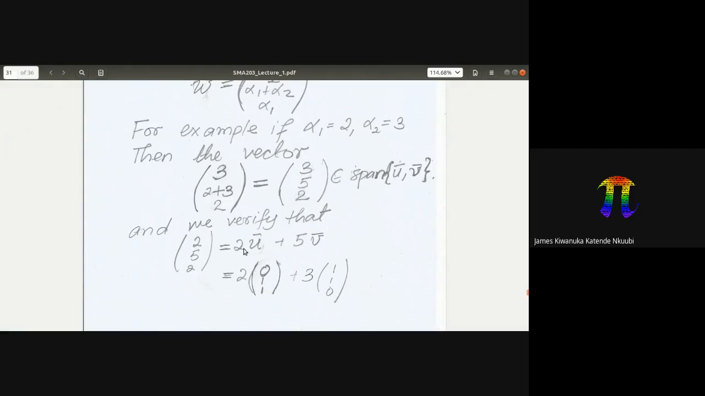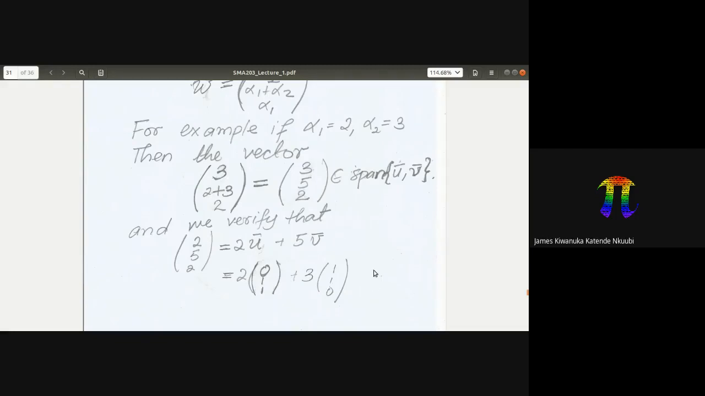And you can confirm that it should be equal to 2U plus 3V. Is that correct? Yeah, I think that is correct. So we have confirmed that this vector is a linear combination of these two.